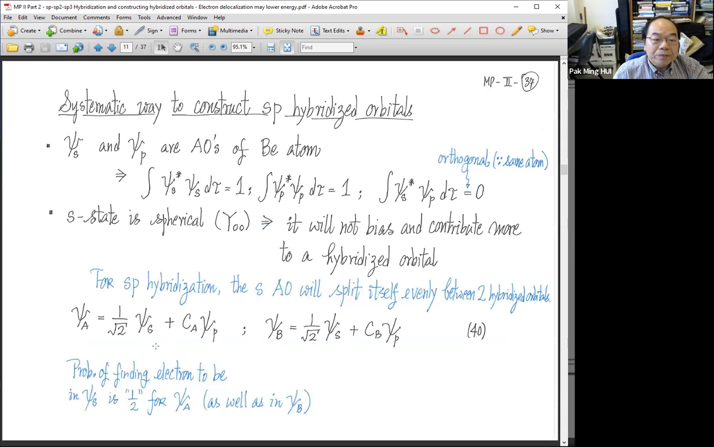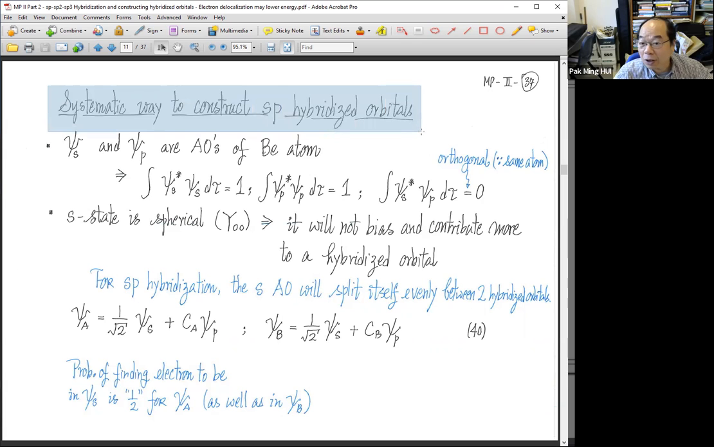Okay, so now, next, these 2 pages will be very important because once you get that, SP2, SP3 will follow very naturally. Here, I would like to introduce the systematic way to construct SP hybridized orbitals.